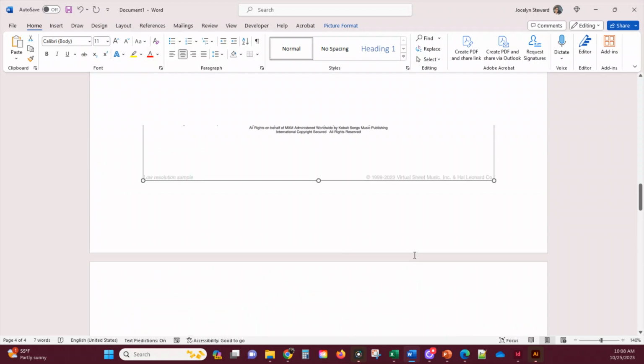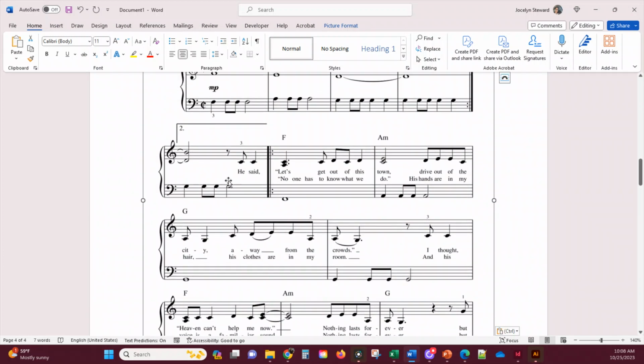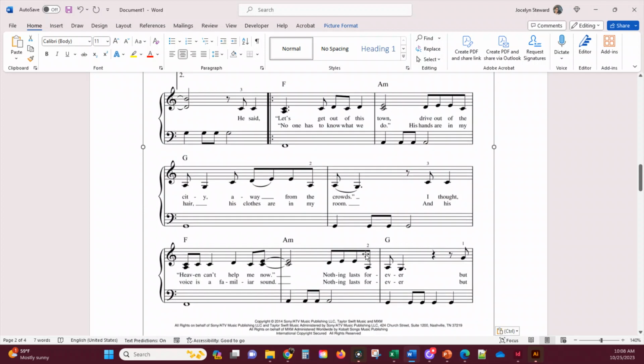So let's go back up to the top. And if I sing this, he said, let's get out of this town, drive out of the city, away from the town crowds. I thought heaven can help me now, nothing lasts forever. Now, we know this song, or I know this song pretty well, so I know how to sing it. But if I showed you something and you didn't know the song, how would you know how to sing it? I know you know how to sing it because of the number of beats each one of these things gets.